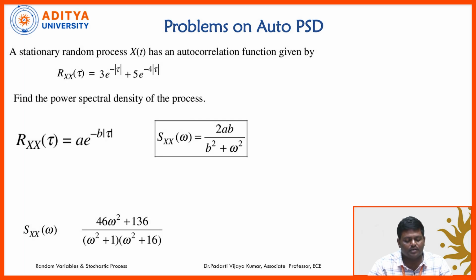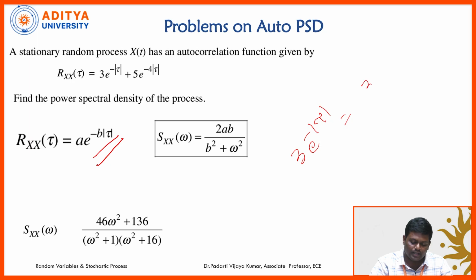Next, another problem is given where the autocorrelation function is given. Now we are asked to compute the power spectral density. So we will use this relation: e power minus b absolute value of tau is equal to 2b by b square plus omega square. Applying that relation, this will be equal to 2 into 3 by 3 square plus omega square, plus 2 by 1 square plus omega square.